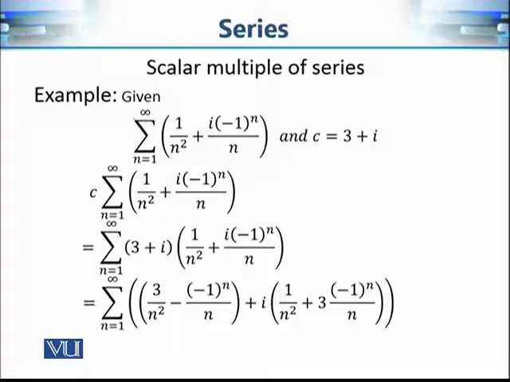And if we multiply these two complex numbers, 3 plus iota and 1 over n square plus iota, minus 1 raised to power n over n, then using simple complex number multiplication, this is going to be equal to this new complex number. So that's our new series, which is basically the multiplication of this given infinite series with the complex number C.